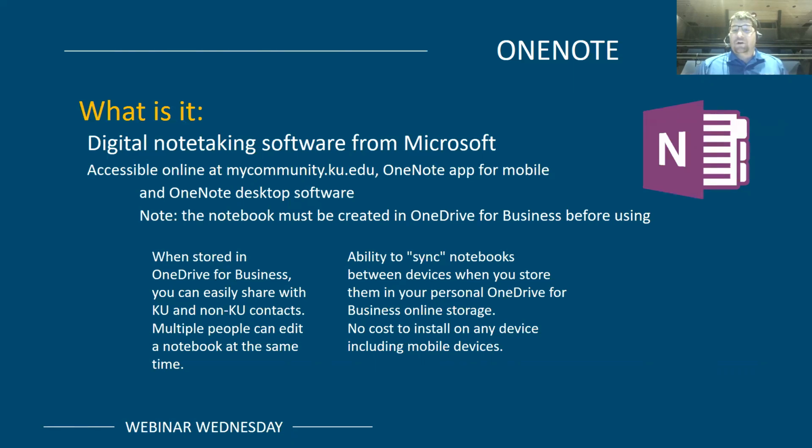Going back to OneNote, when stored in OneDrive for Business, you can share just like you would any other document. You also have the ability to sync your notebooks between multiple devices. Here at work, I have the OneNote application on my work laptop, on my home laptop, and on my mobile device. All I have to do is open the notebook I want to edit, and I can make those edits anywhere as long as I have an internet connection, including on my mobile device. Are we still doing okay?